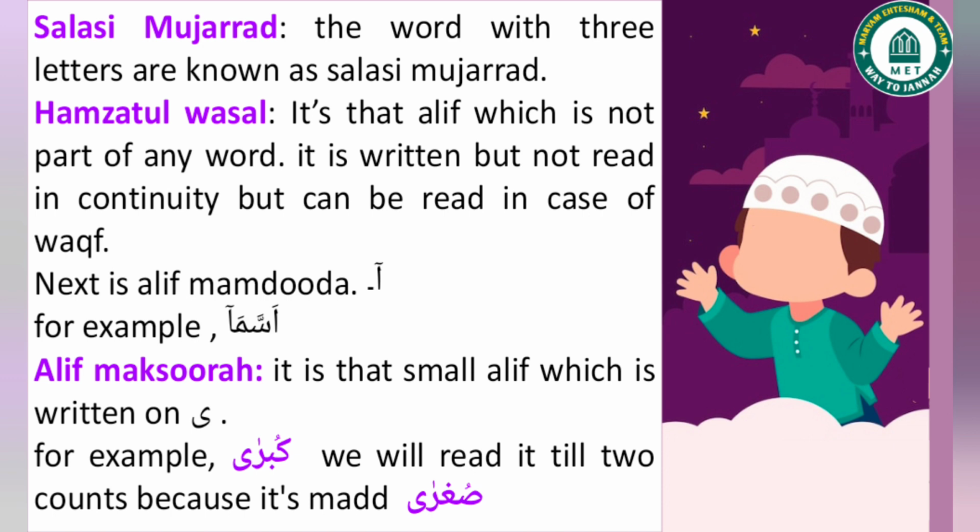Next is alif mamduda. For example, as-sama. Alif maksura. It is that small alif which is written on ya. For example, kubra. We will read it till 2 counts because it is mad. Sughra.